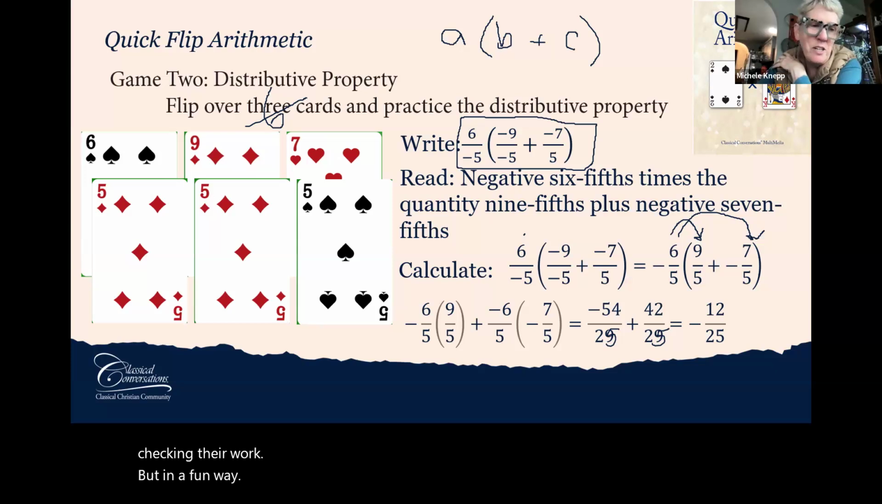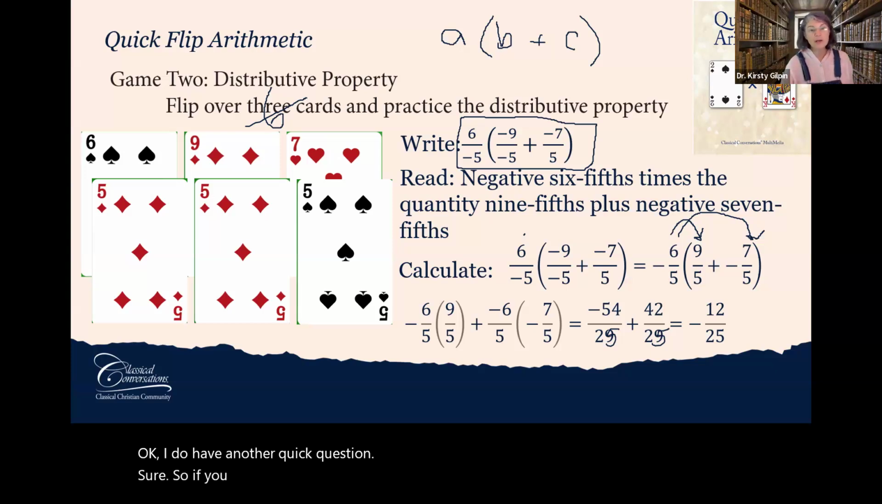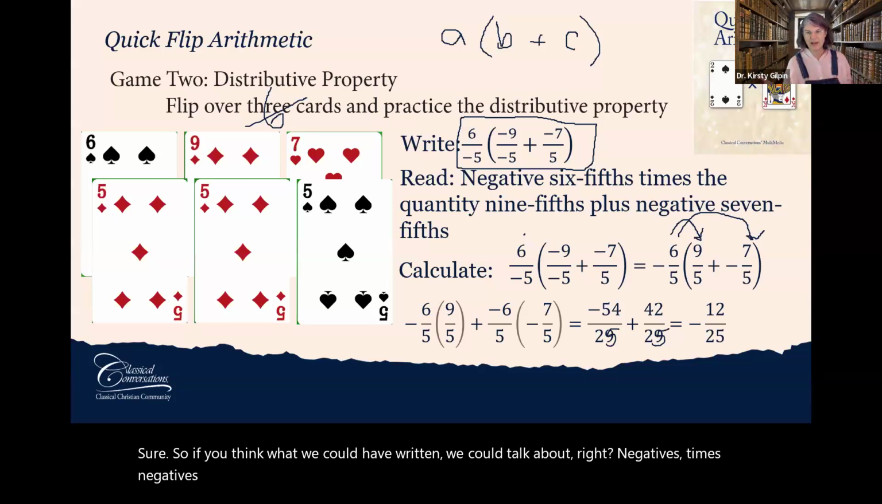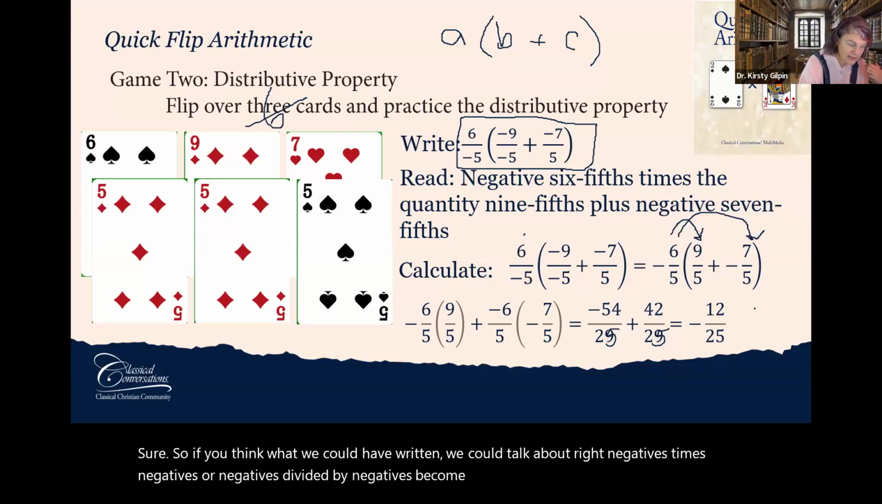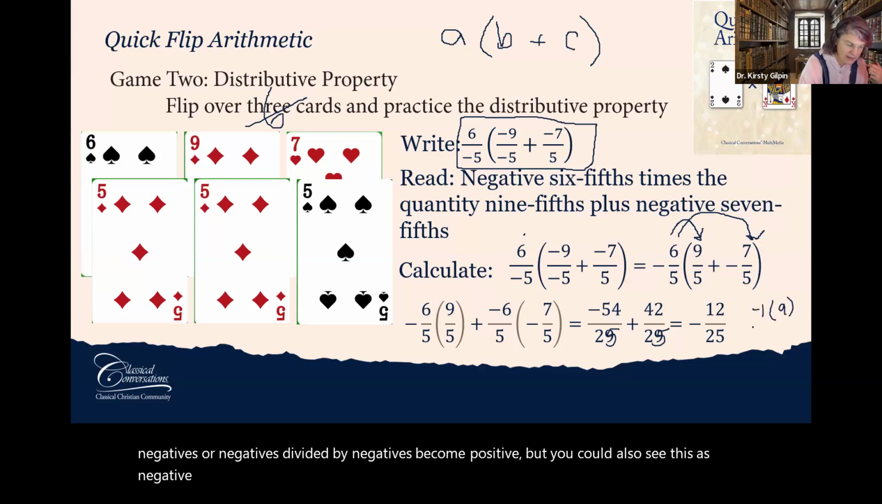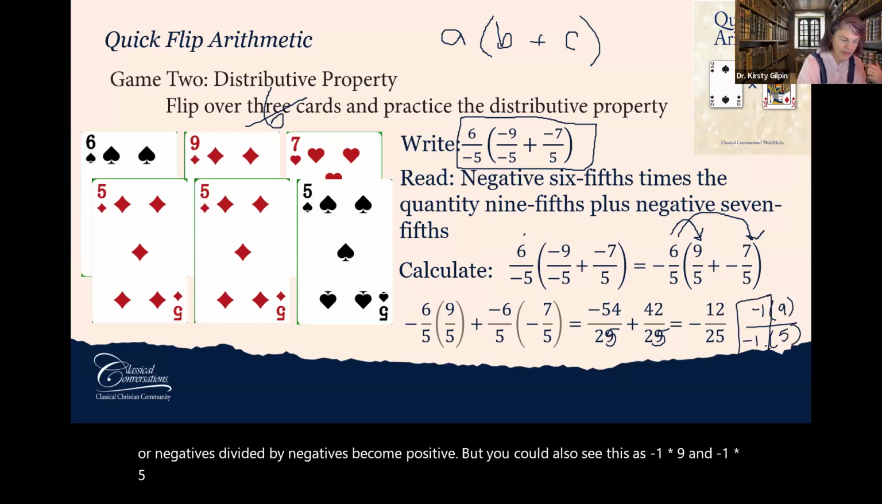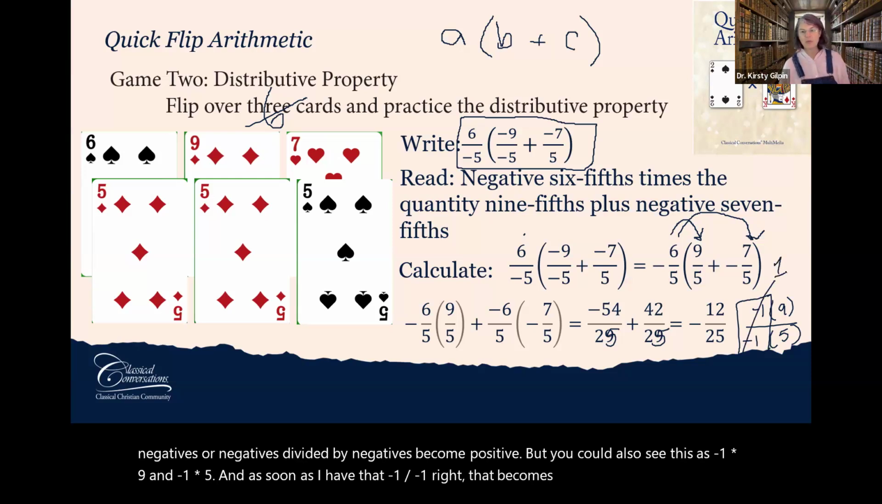Okay, I do have another quick question, Kirsty. Am I forgetting a lot when I look at the -9 over -5, that somehow becomes just a plain 9/5? Sure. So if you think about it, we could talk about negatives times negatives, or negatives divided by negatives, becoming positive. But you could also see this as -1 times 9 and -1 times 5. And as soon as I have that -1 divided by -1, that becomes 1. So that's another way you could see it.